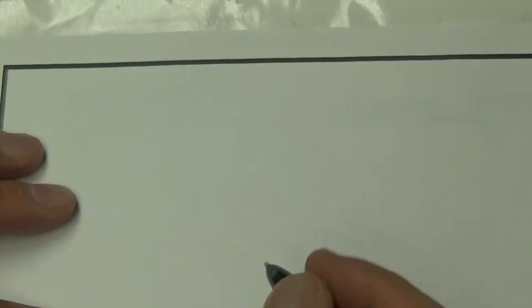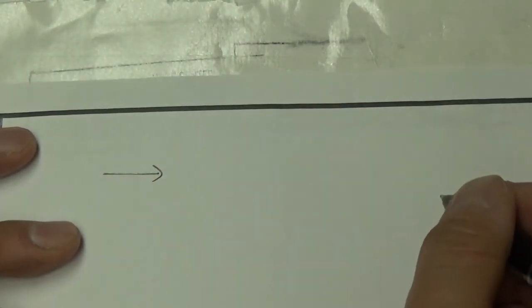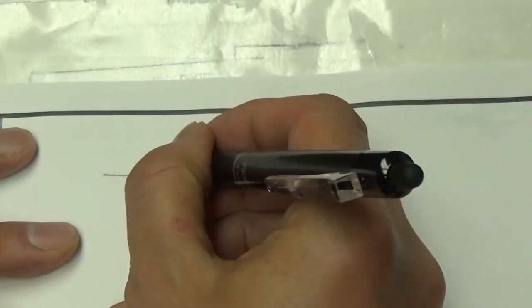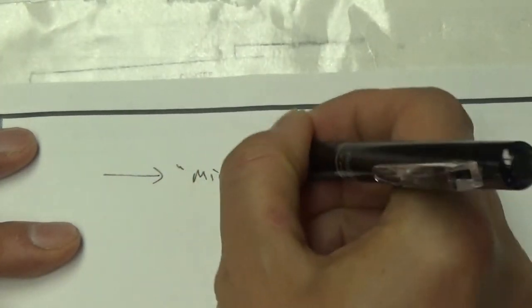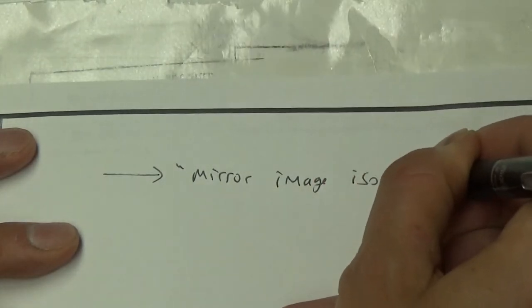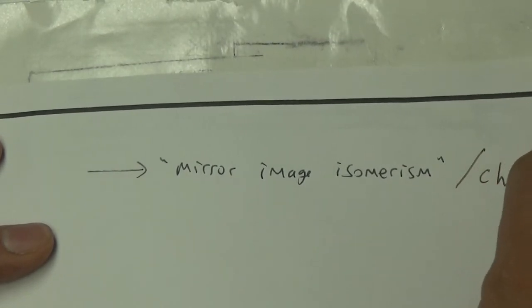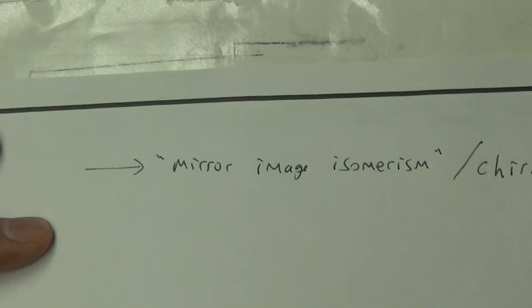Okay, we're still introducing the chapter, then I'll get into my numbered section points, but we're in introduction mode. So let's talk about this type of stereoisomerism: mirror image isomerism and the concept of chirality.